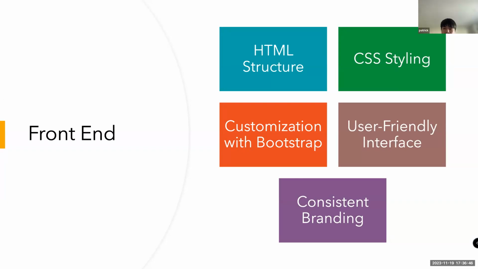Like we were saying before, for our front end, we used Bootstrap and HTML for structure, CSS to style, and in the next slide, you can see how we developed an interface that is simple to use and understand and clearly represents the AI Camp brand.